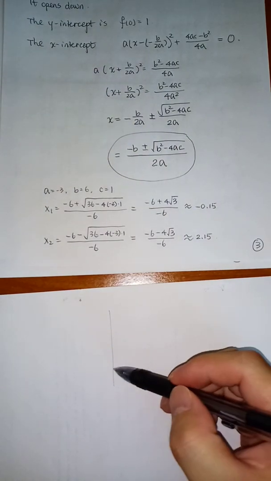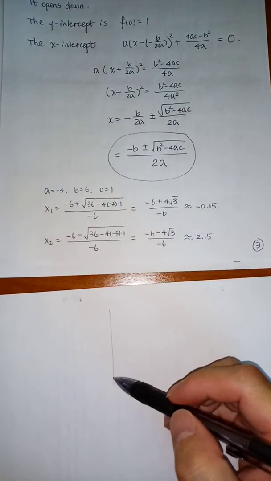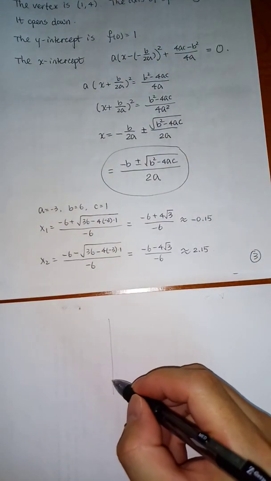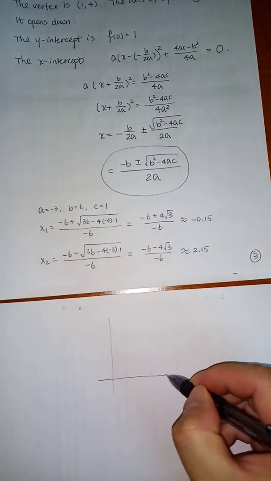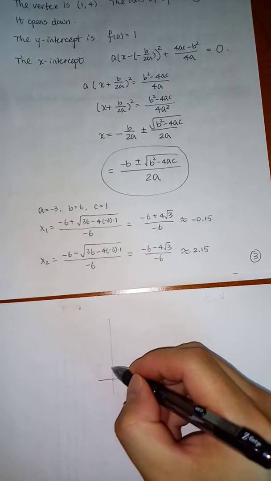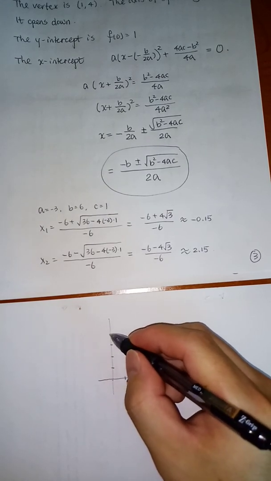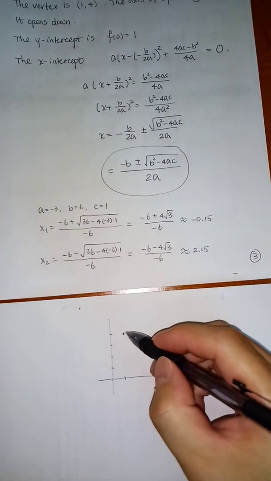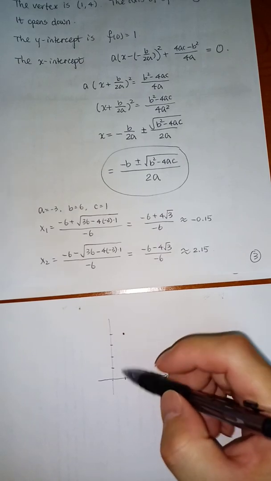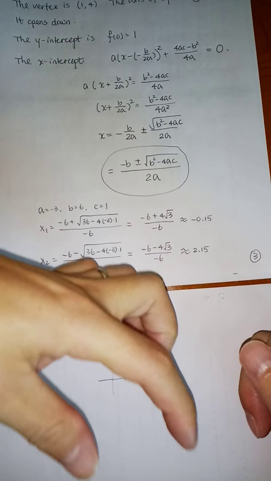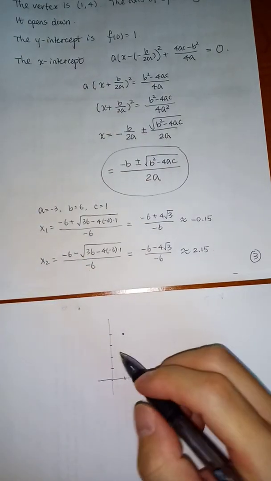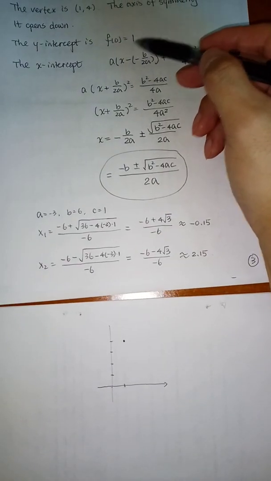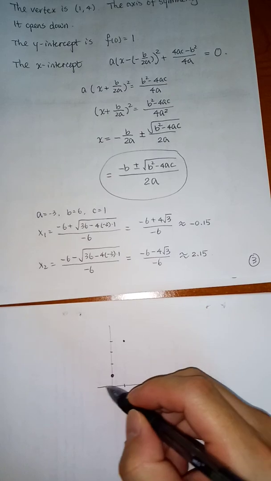It opens down, so you don't have to draw a lot to the bottom. And the y has 4. Y is here: 1, 2, 3, 4. So this is a vertex. When it opens down, the vertex is a maximum value because it opens down. So the vertex is a maximum value. Okay, and the y-intercept is 1. So you have this point.